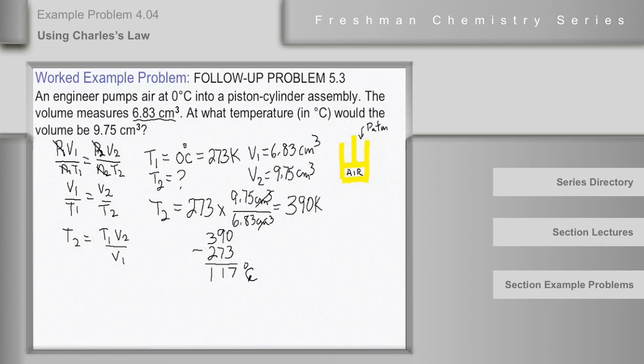So we convert the temperatures first into kelvins. We carry out the calculation to determine T2 in kelvins, and then we subtract 273 to put it back into Celsius temperature. And notice that the volume goes up as the temperature goes up, which is the way that it should be. Volume is directly proportional to temperature according to Charles's law.